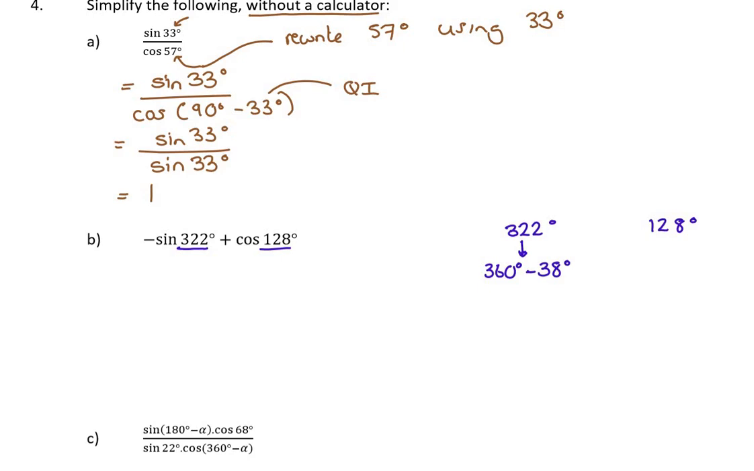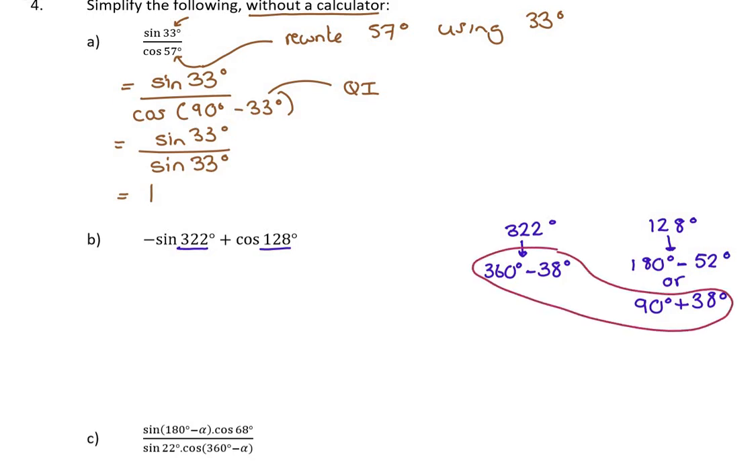Okay. So now can you rewrite 128 using 38? Now you could rewrite 128 as 180 minus or 90 plus. So if we wrote 180 minus, it would be minus 52 degrees, I think. Now that doesn't match. So, or I could rewrite it as 90 plus 38 degrees. And so what you notice is that these two have something in common. And so I'm going to choose that.